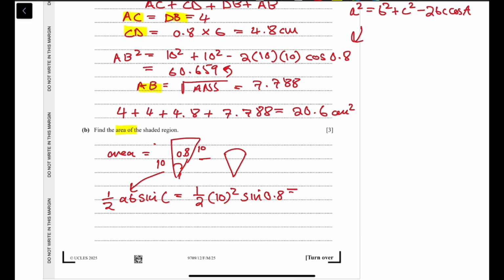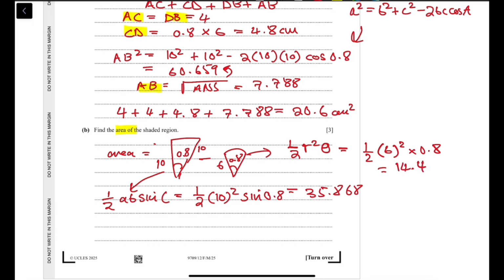If we type that into our calculator, we will get an answer of around 35.868. And then our sector right here has an area of half r squared theta in radians, which equals half times 6 squared times 0.8, because the radius on this is 6. If we type that into our calculator, we get 14.4.